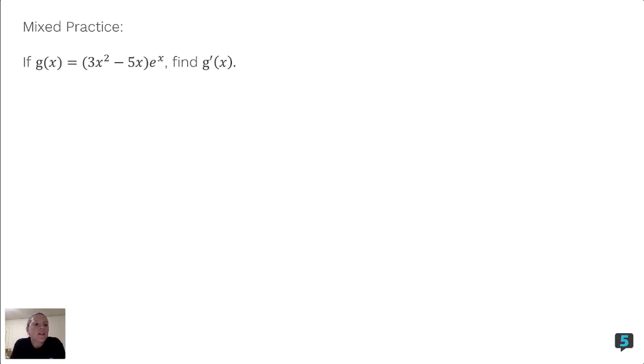All right, this time we have g of x equals the quantity 3x squared minus 5x times e to the x, and we want to find g prime of x. What do you think? Product rule or quotient rule? Let me know in the chat.